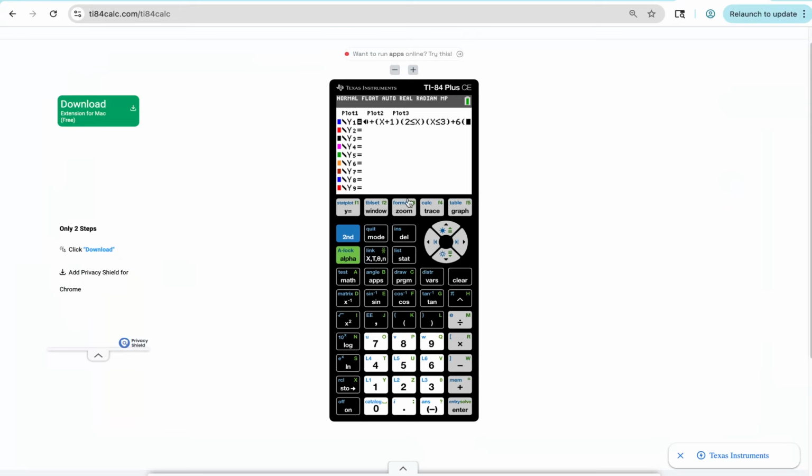Sorry, let's see. So this is a 5. And it's going to be 6 when x is... and then here's where you go. You go second math, and you can get these. Did you see that? Okay. So then after that, you just hit graph. See?